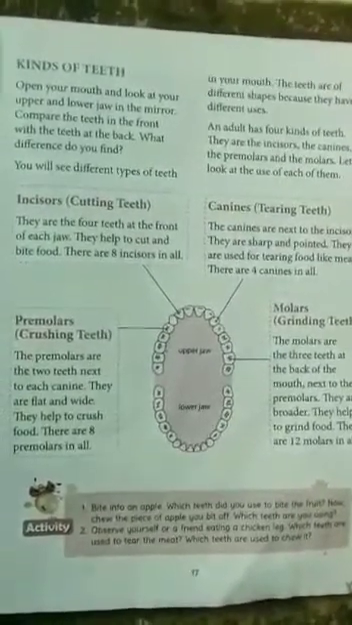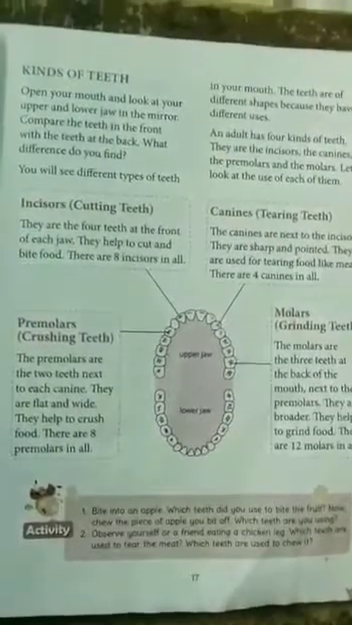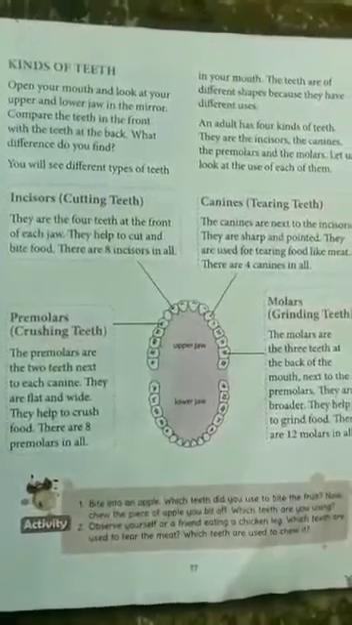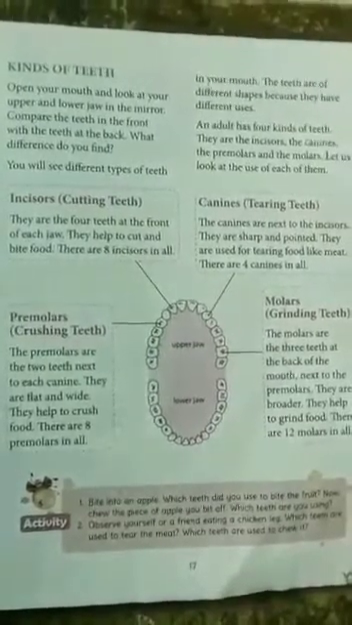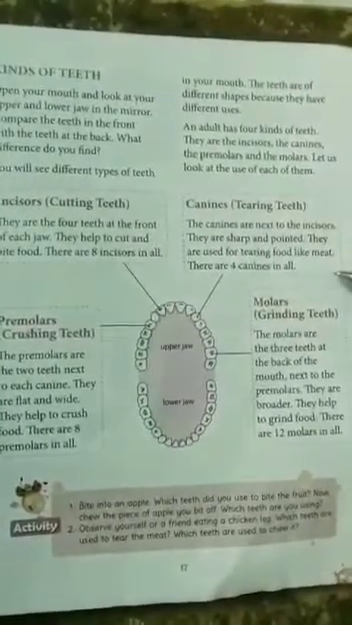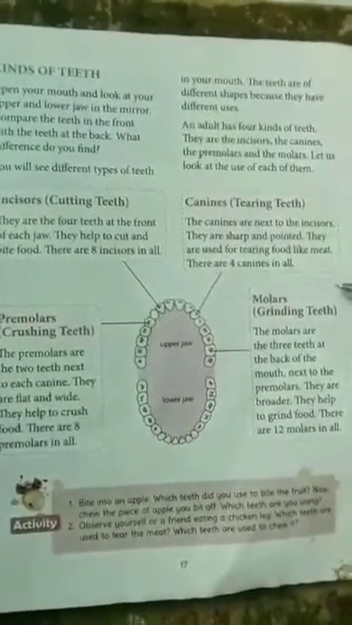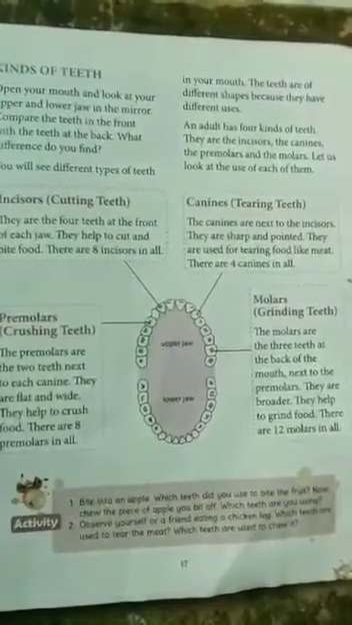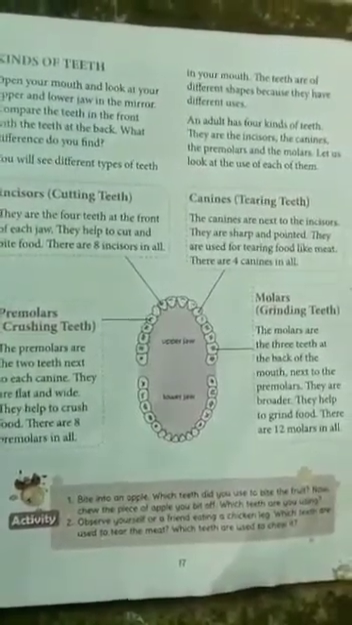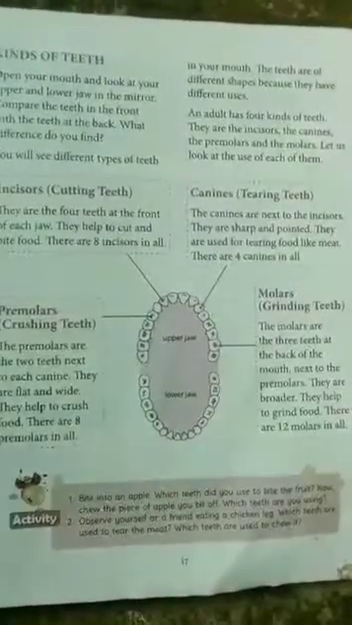Premolars, they are crushing teeth. The premolars are the 2 teeth next to each canine. They are flat and wide. There are 8 premolars in all. Molars, grinding teeth. The molars are the 3 teeth at the back of the mouth next to the premolars. There are 12 molars in all.